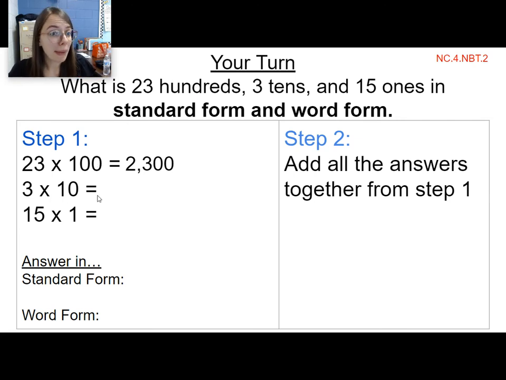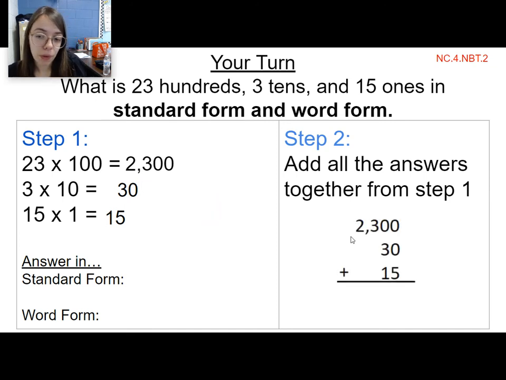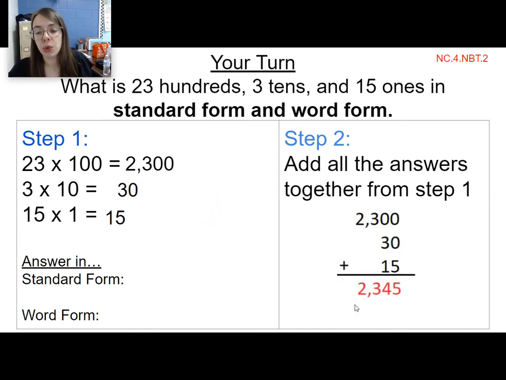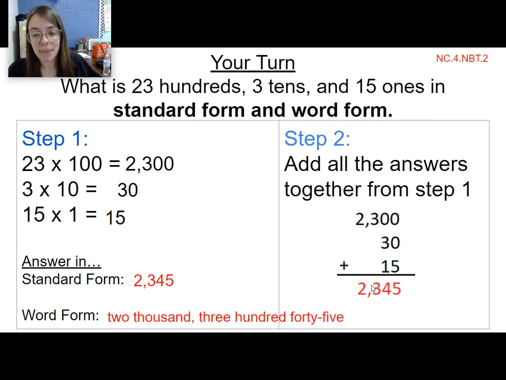What about when we multiply by 10? 3 tens. Well, we just gain 1 0. 30. And 15 ones. Well, that's 15 groups of 1. 15. No zeros to be gained. So when we add all three of those values together, we get 2,345. And that is also my word form because there's a 2 in the thousands period, and after the comma, 345.